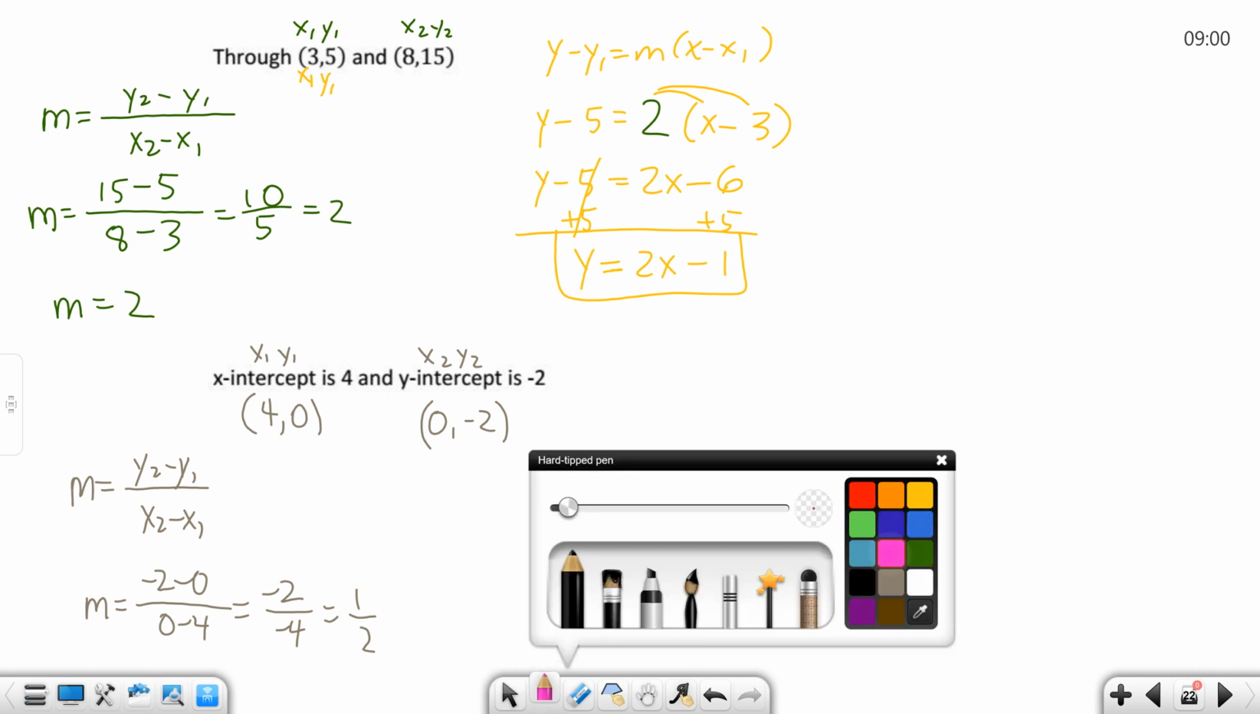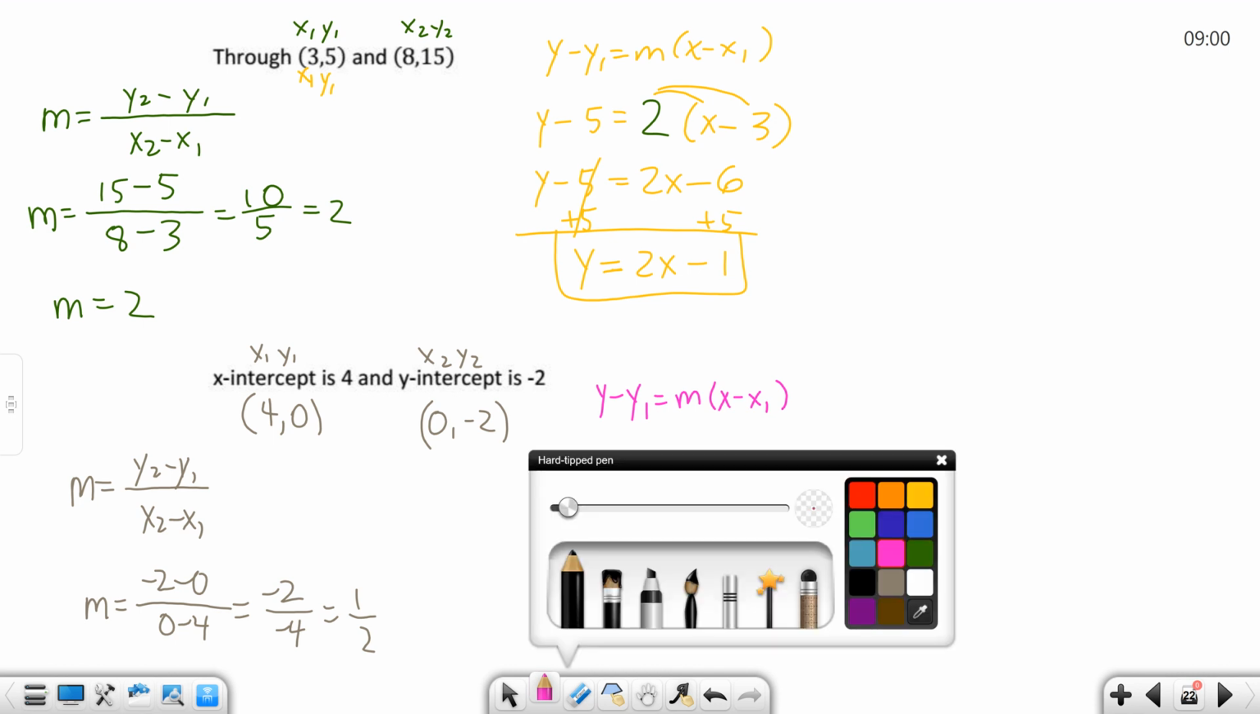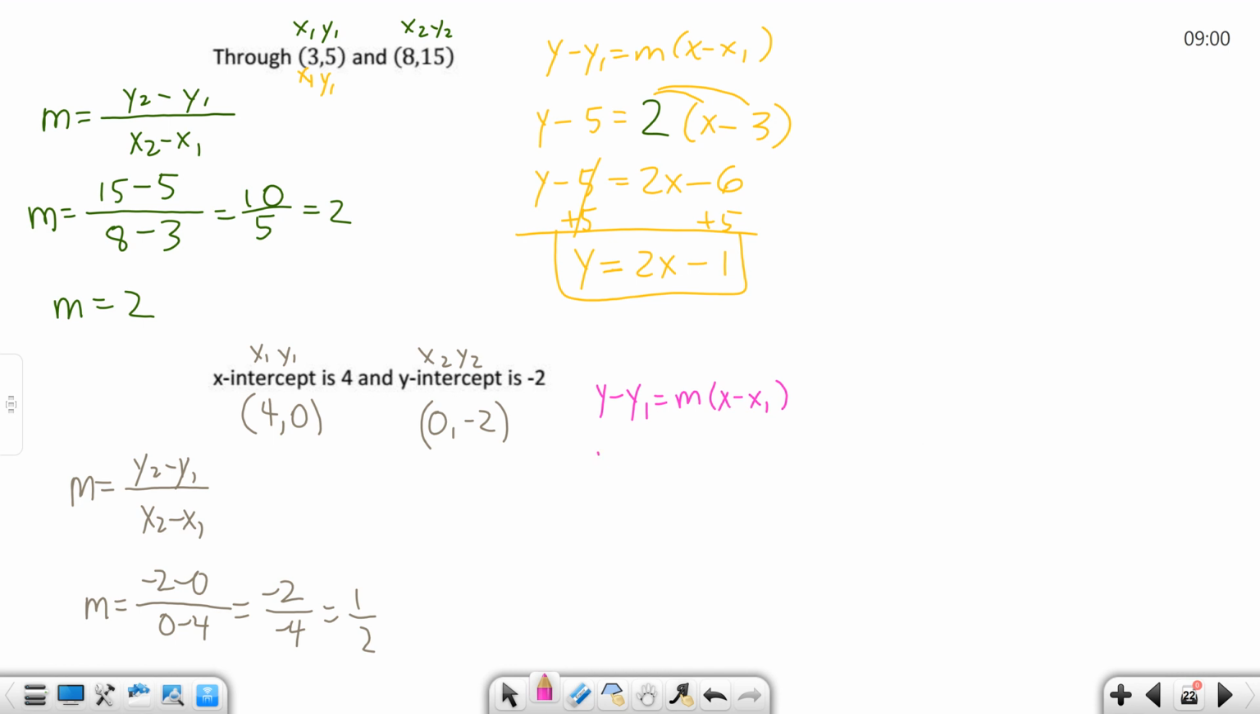So then I say, okay, wait a minute. I need to do y minus y1 equals m times x minus x1, because I have a point and a slope. So I'm going to pick the one that has y equals 0. I'm going to call this my x1, y1. I could have picked this one, the (0, negative 2), but I'm going to pick (4, 0).